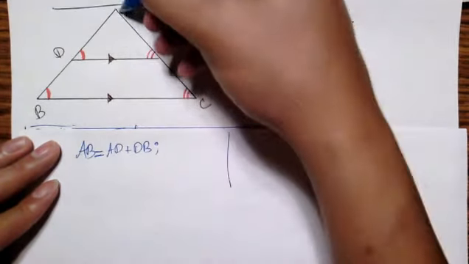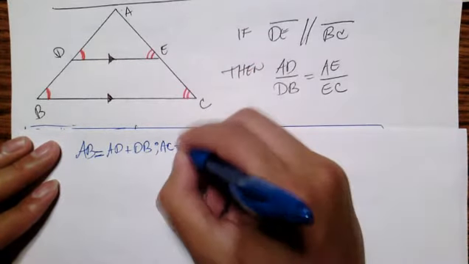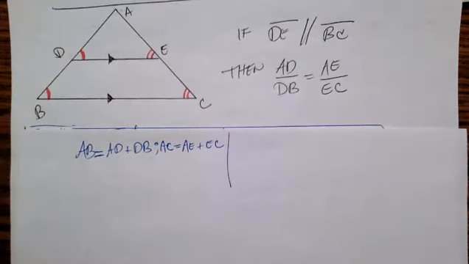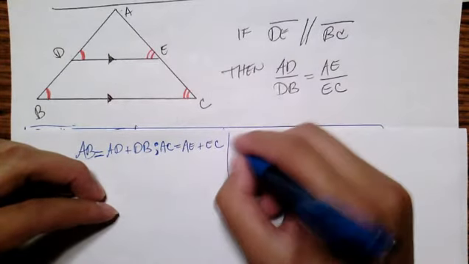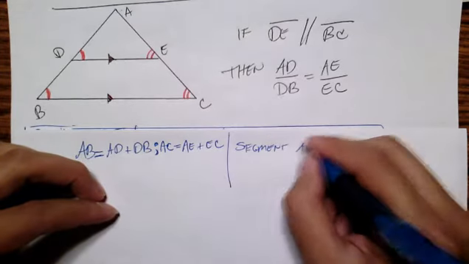So on this side, AC equals AE plus EC. Okay, now think about it. We took two segments and we added them together. There's a term for that, okay? It's called segment addition.